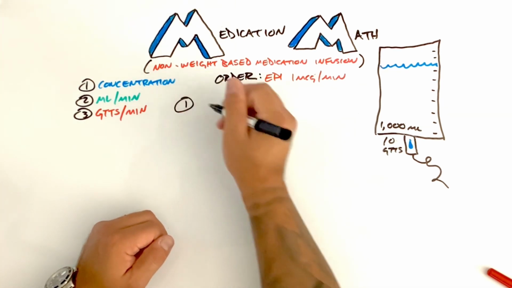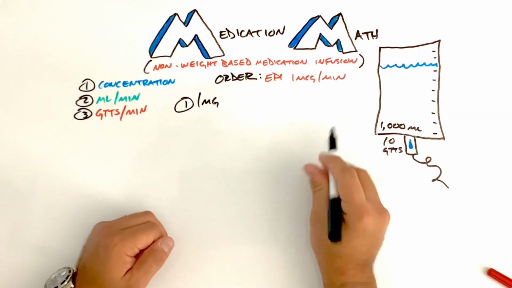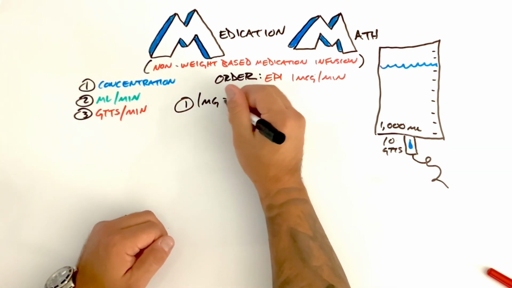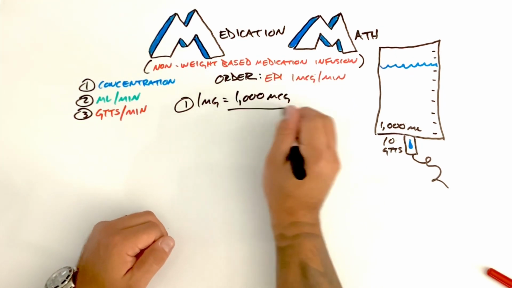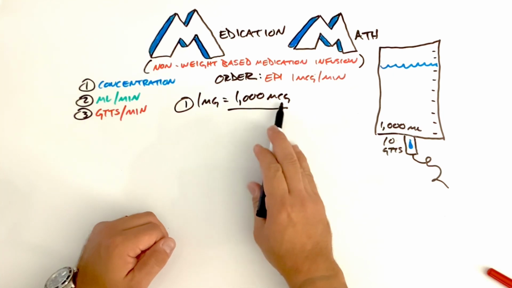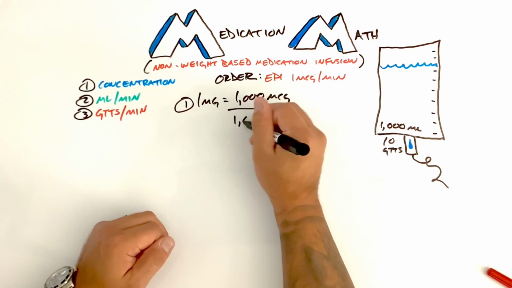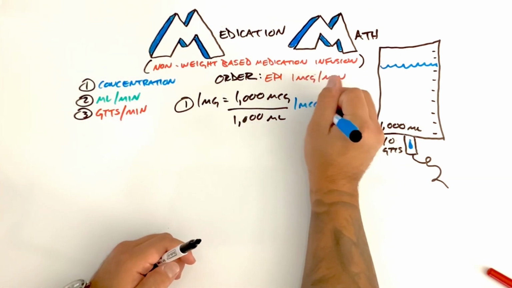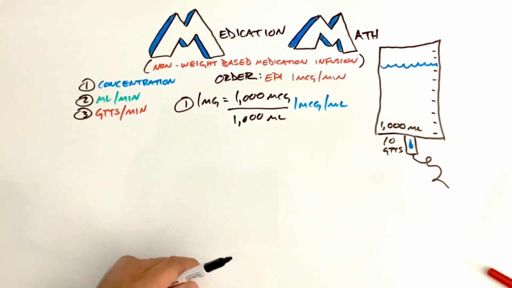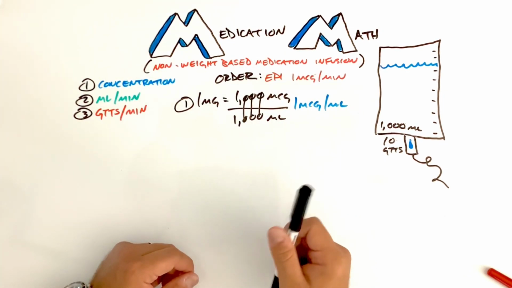So step 1, let's find our concentration. Let's say we put 1 milligram of epinephrine into our liter bag. We know that 1 milligram is equal to 1,000 micrograms. To find our concentration, we are going to divide the total weight of our drug by the total volume, which is 1,000 mLs. When you divide 1,000 micrograms by 1,000 mLs, that's going to give us 1 microgram per ml. All we did was divide, take away our zeros, and that left us with our concentration.